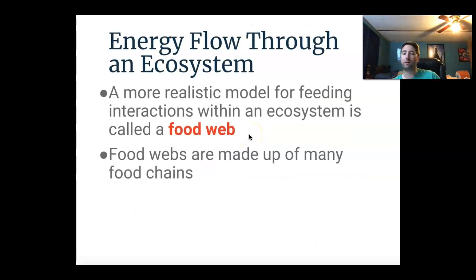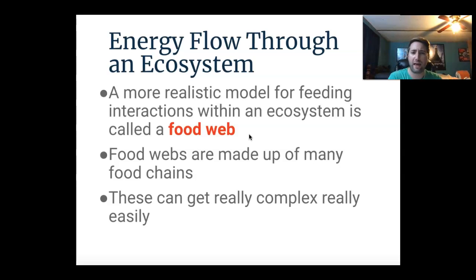All right, so a more realistic way to view energy flow through an ecosystem is to use this thing called a food web. And food webs are really, really complex. Basically you take a ton of different food chains and you just put them all together.